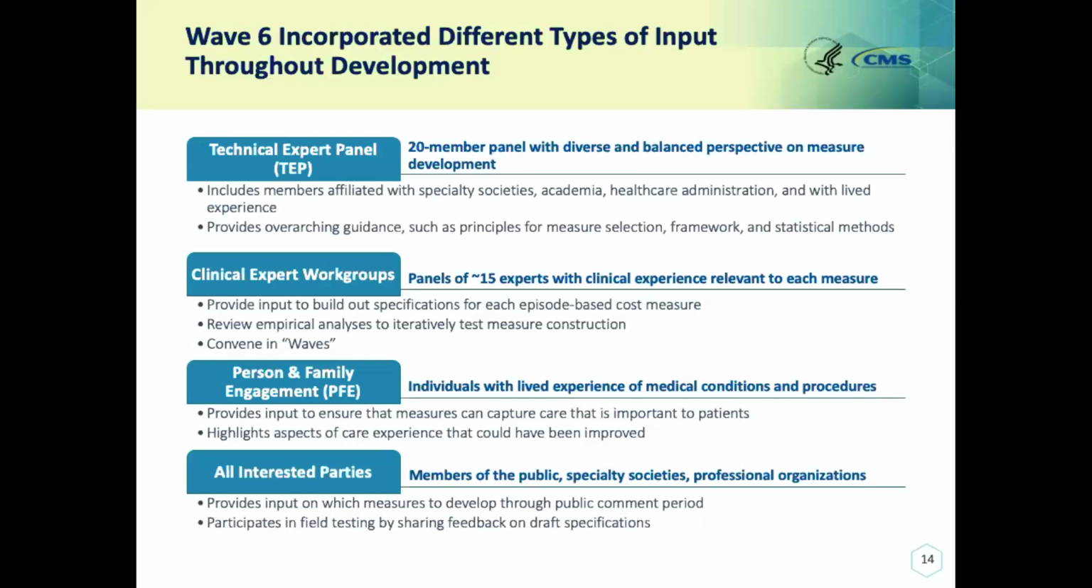So in addition to these panels, prioritization and selection of measures for Wave 6 considered feedback from prior public comment periods, such as input on candidate measure concepts, approaches to address clinical or coding challenges, and the expertise necessary for convening smaller panels that would build out the measure. So with this feedback and the combined empirical analyses and environmental scans, we worked with CMS, who confirmed the final 2 measures that we would be developing in Wave 6. Next slide, please.